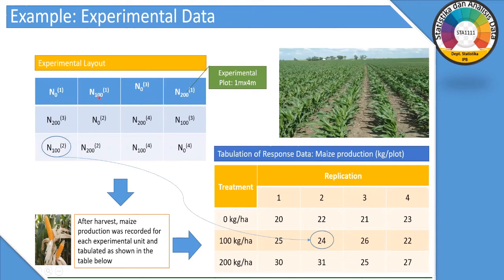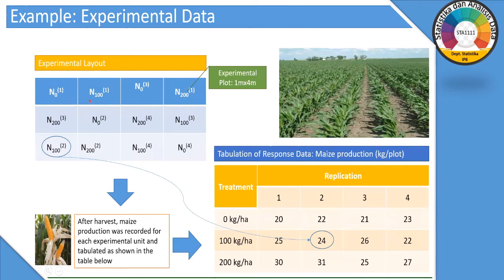So maybe slightly different from what I prepared. The layout, so not 3 times 4. Actually, it will be the same. So let's say the first plot here receives a dose of 0. This is the first one, dose of 0.